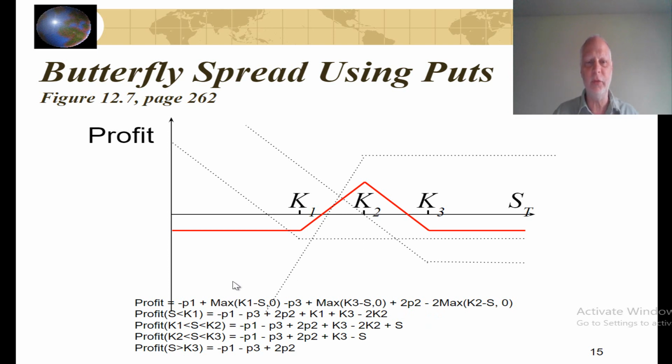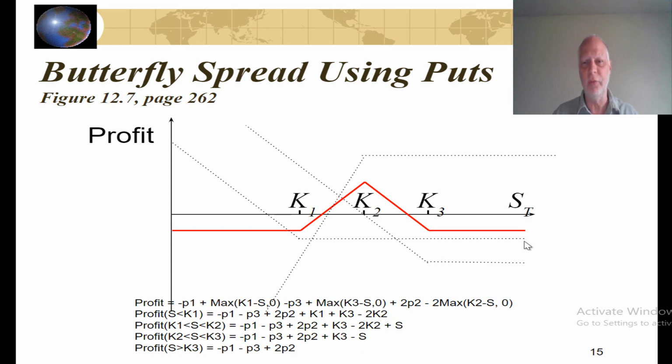What about in the region S between K2 and K3? Now the first put and the final listed put expire out of the money, and we only have the middle term here, so we end up with all of our put option premiums, plus K3 minus S. Again, we can check our boundary point. If we stick in S equals K2, we will have K3 minus S, and here if we stick in S equals K2, we end up with K3 minus S. So our boundary point is correct.